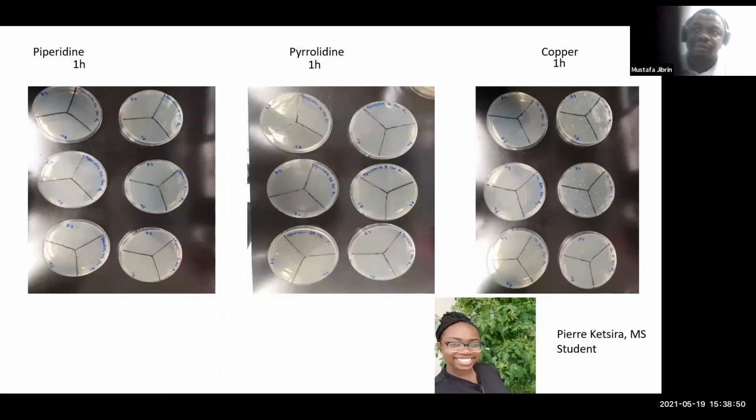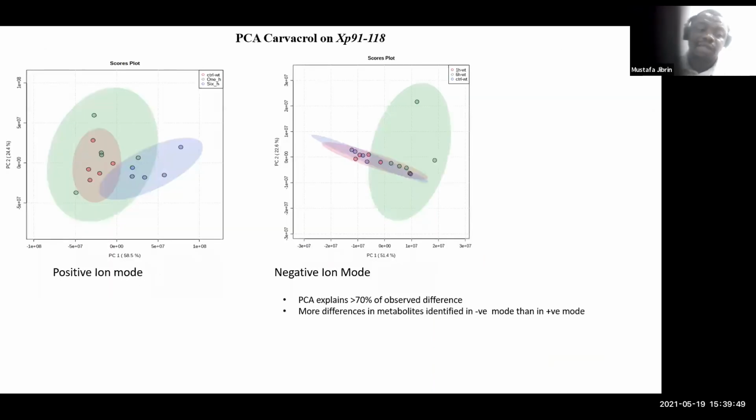So before I continue, some of the chemicals we discovered, the piperidine and the pyrrolidine, we have an MS student, Katsira, who is testing some of these chemicals. This project is feeding into her project, and she has shown very confidently that these chemicals we got from Xanthomonas perforans can even be used to control the bacterium. So piperidine and pyrrolidine, one hour after you apply them, the bacteria die. Compared to the copper, you still see some bacterial growth, but for pyrrolidine and piperidine, just one hour after applying them, if you plate the solution out, you don't see any bacterial growth. She's working on it for her MS, and I'll leave her to talk about it when she graduates. So back to the data I got.